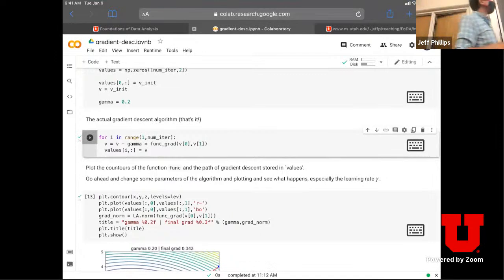Now I can finally run the algorithm. Just run for num_iter, 10 steps. Every time, I take my current value, subtract the learning rate times the gradient at the current value, and I store it to my values. So the algorithm itself is super, super simple.